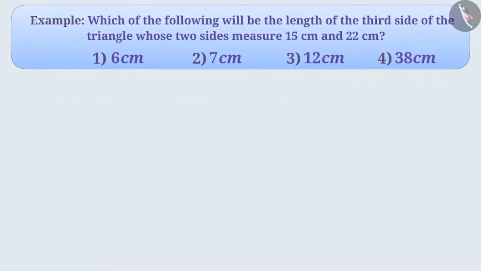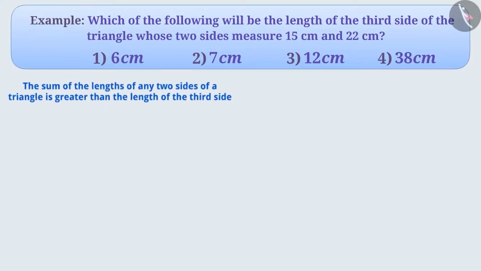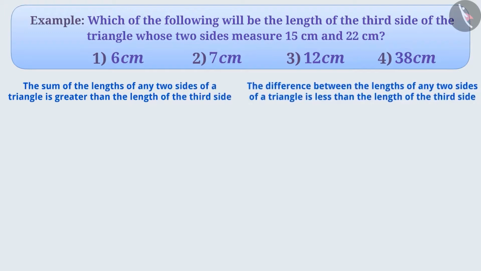Next example. Which of the following will be the length of the third side of the triangle whose two sides measure 15 cm and 22 cm? As you may remember, the sum of the lengths of the two sides of a triangle is greater than the length of the third side, but the difference between the two sides of a triangle is less than the length of the third side. Here, the sum of the lengths of the two sides of a triangle is 15 cm plus 22 cm, which is equal to 37 cm.